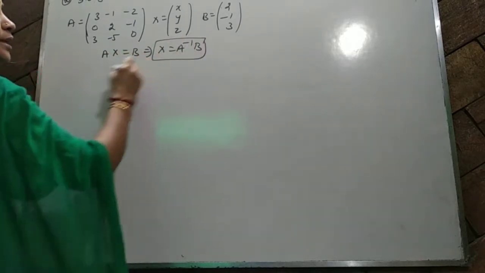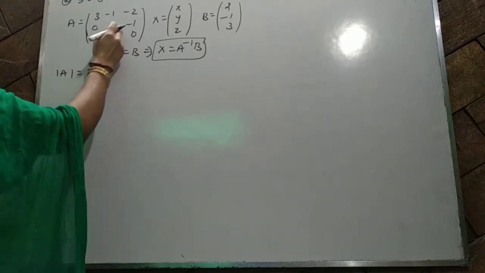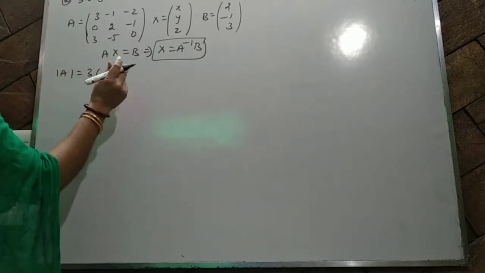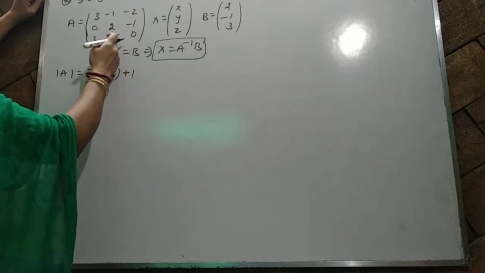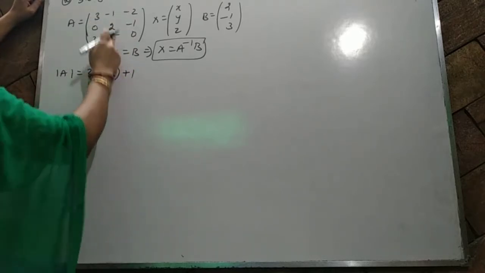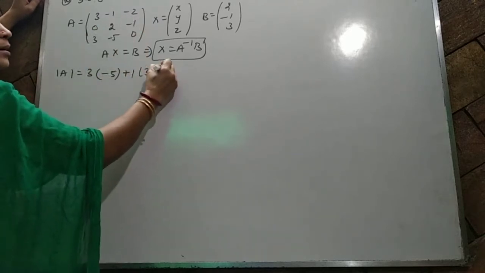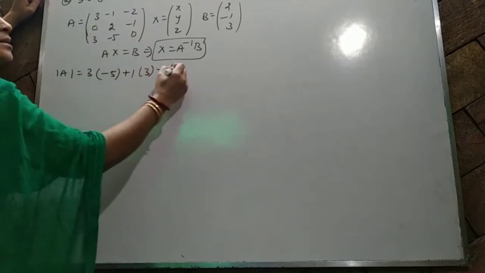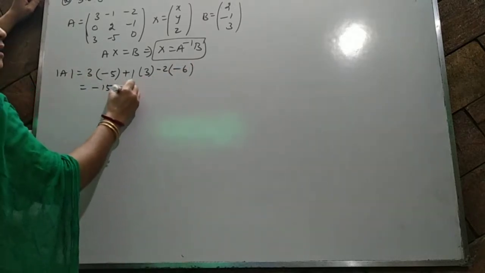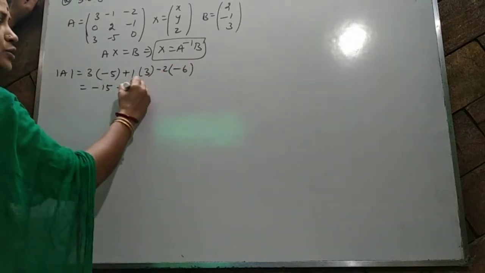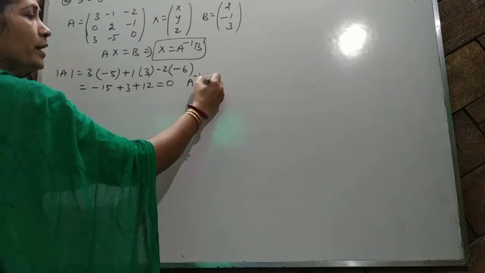Now you know how to proceed to A inverse. Everybody do it. Determinant of A: 3 into 0 minus 5. Beta, check the calculation once again. That is 3 into 0 minus 5, we will get it. And then minus of minus, plus 1 into 0 plus 3, we will get 3. Minus 2 into 0 minus 6, we will get minus 6. So that is equal to minus 15 plus 3, and then plus 12. So anyhow we are getting 0, therefore A inverse does not exist.